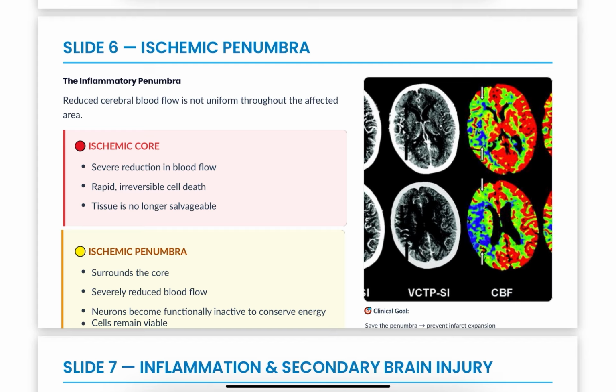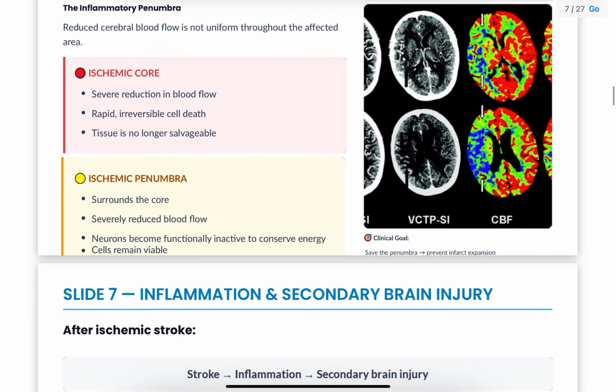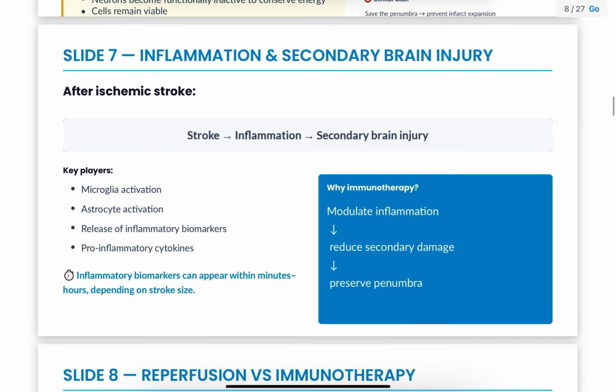This brings us to the topic that inflammation can lead to secondary injury and potentially turn this treatable tissue into permanently damaged tissue. So this is our goal, to save it. Now moving on, let's talk about the inflammation and the secondary brain injury.